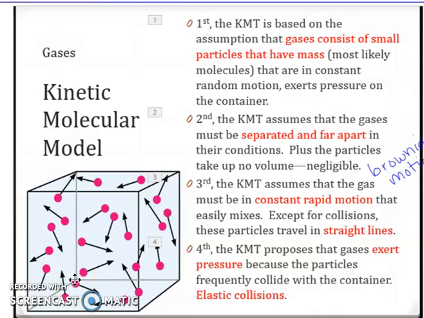When a balloon deflates, it's actually because gas particles are leaving the balloon. They're small particles that have mass, they are far apart from each other, and they're constantly in this Brownian motion that we talked about before, zinging around in straight lines. That is the theory of how these particles move, and of course theories are continually supported with data, and we're going to move on to the next thing.